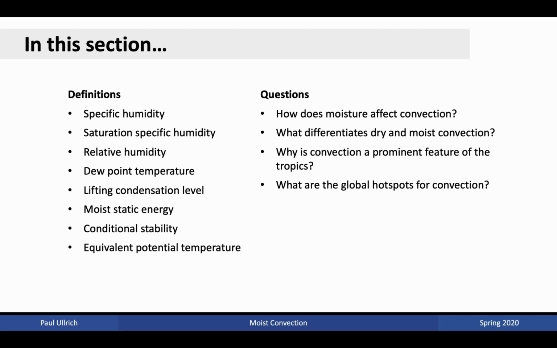The key questions that we aim to answer in this section are: how does moisture affect convection? What differentiates dry and moist convection? And why is convection a prominent feature of the tropics? Finally, we assess what are the global hotspots for convection.